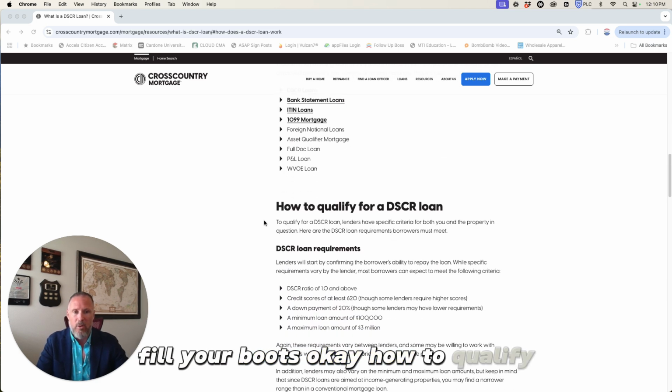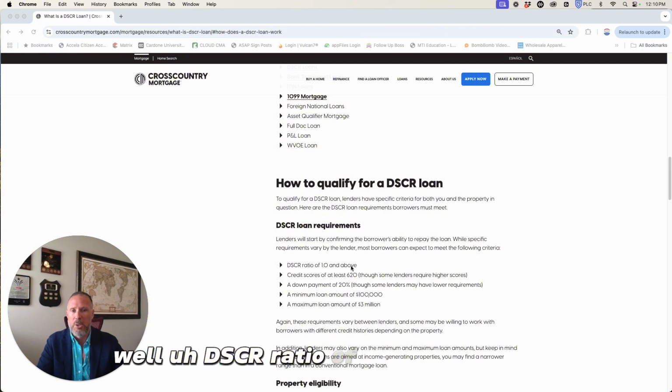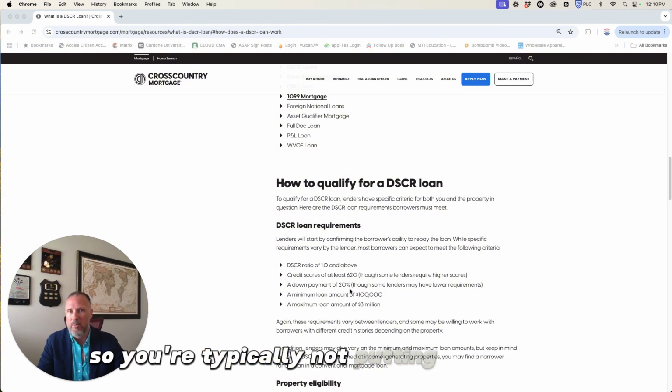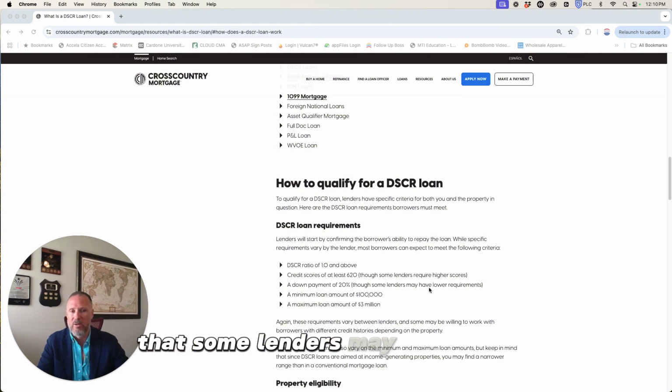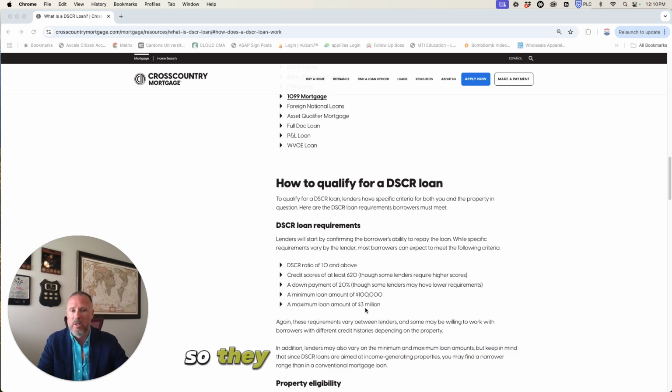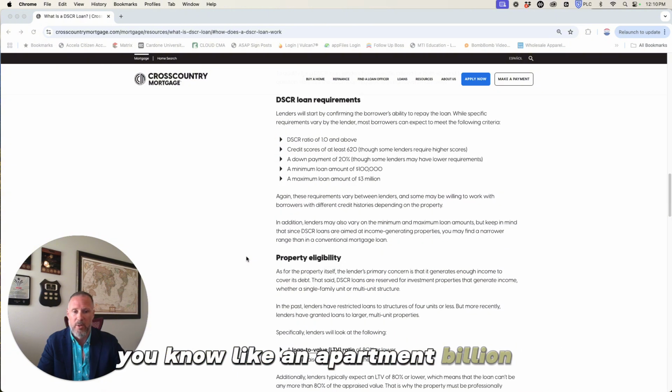Okay. How to qualify? Well, a DSCR ratio of 1.0 and above. I usually see 1.25 is typically what I see with the investors I've worked with. Credit scores of at least 620. Some might require higher. Down payment of 20%, so you're typically not putting less than 20. It says here that some lenders may have lower requirements. I haven't seen that. A minimum loan amount of $100,000 and a maximum loan amount of $3 million. So they do jumbo loans, which is awesome if you want to buy something bigger, like an apartment building.